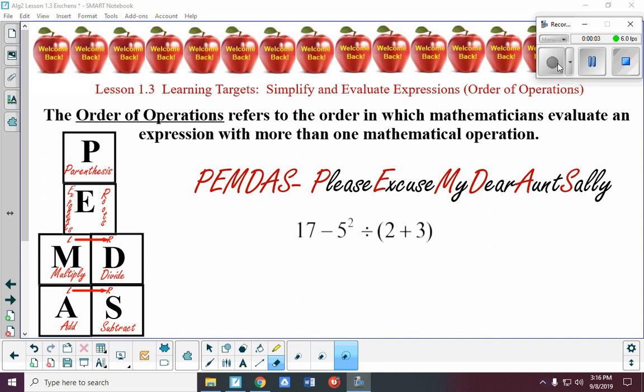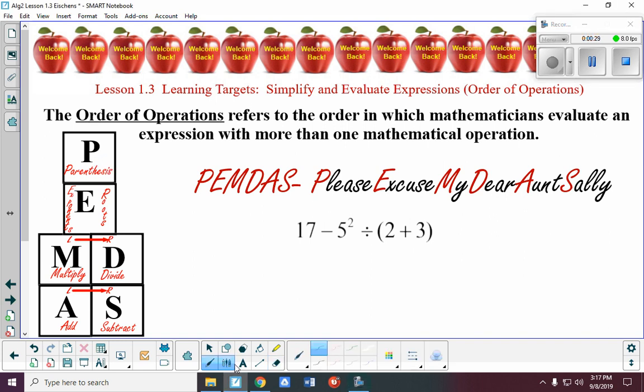Right, welcome. Today we're going to talk about order of operations and evaluating expressions. Order of operations refers to the order in which mathematicians evaluate an expression with more than one mathematical operation. I use PEMDAS, the acronym that I use to help me remember it, which is Please Excuse My Dear Aunt Sally. And the way that we do PEMDAS is the P stands for parentheses.